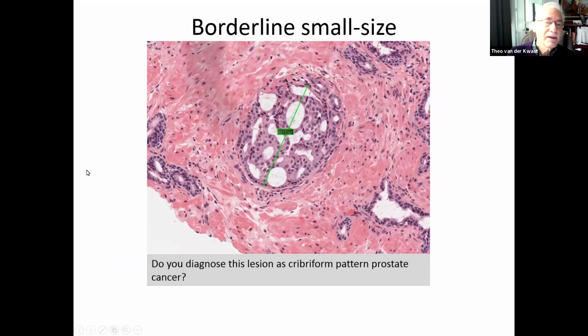The second one is from the borderline small size category. And the question to the audience, to you all, you have a few seconds to reflect on this. Would you call this lesion cribriform pattern prostate cancer? And I give you a little bit more information. The diameter of this gland is 250 micrometer. However, the size criterion was not part of the definition, so it doesn't help you much.